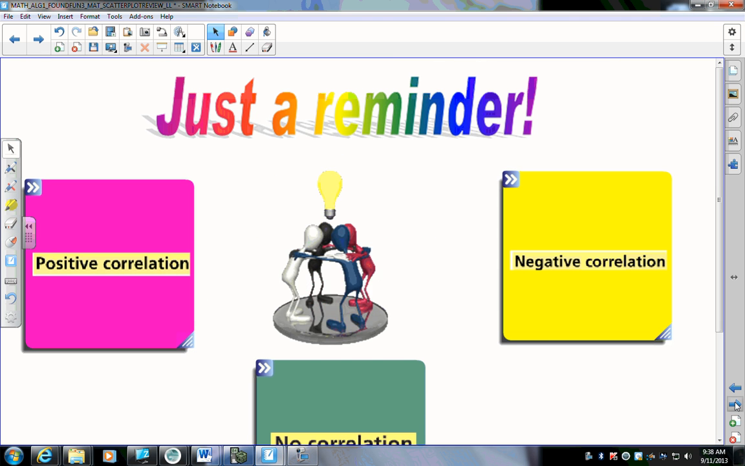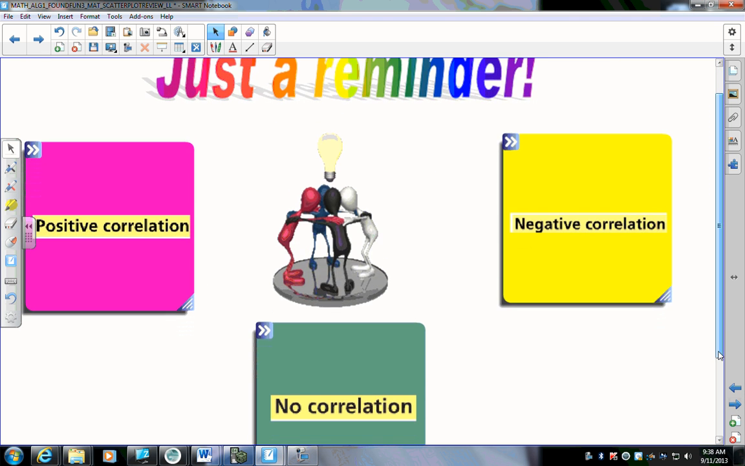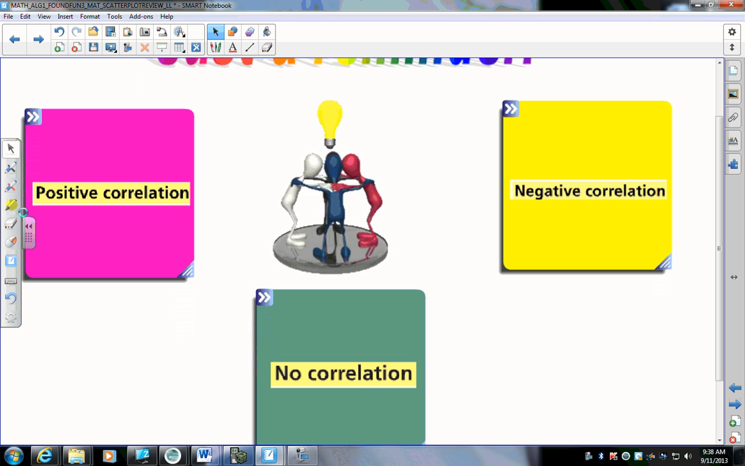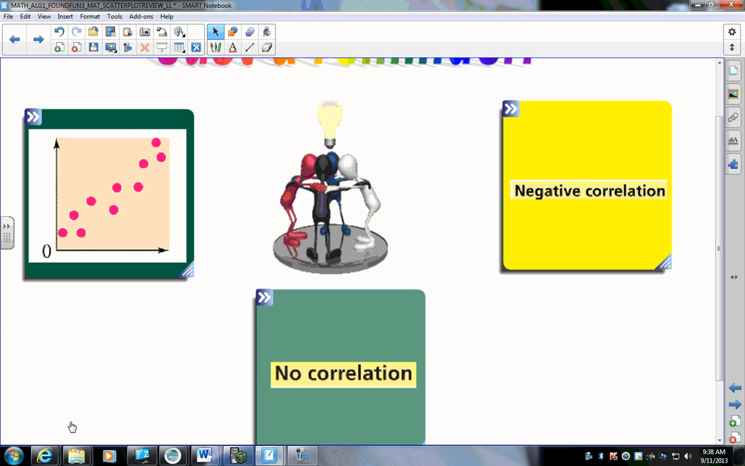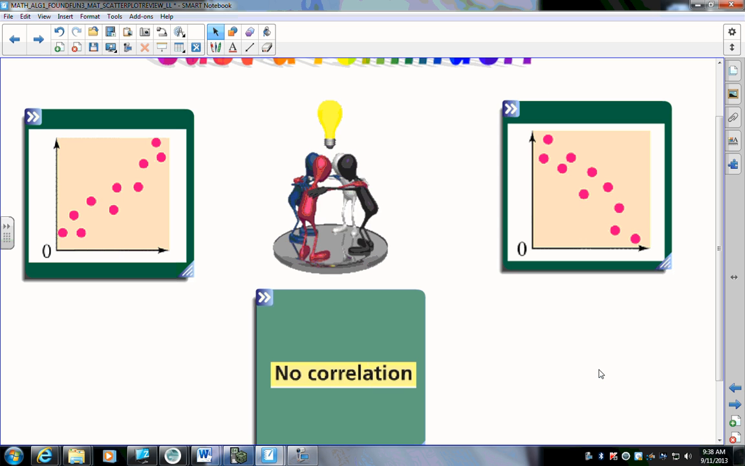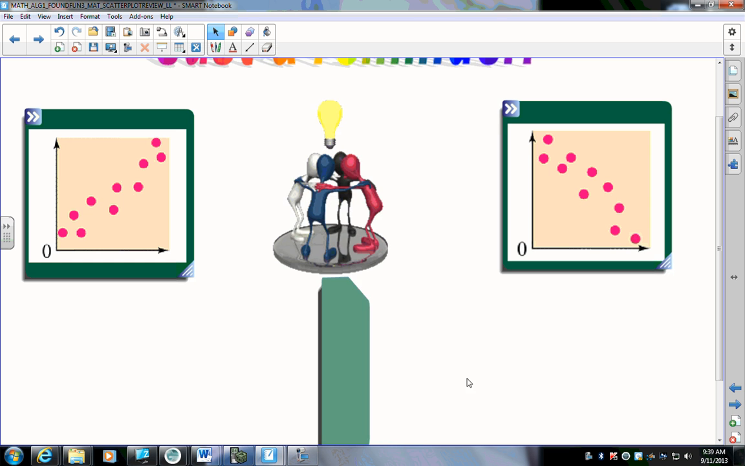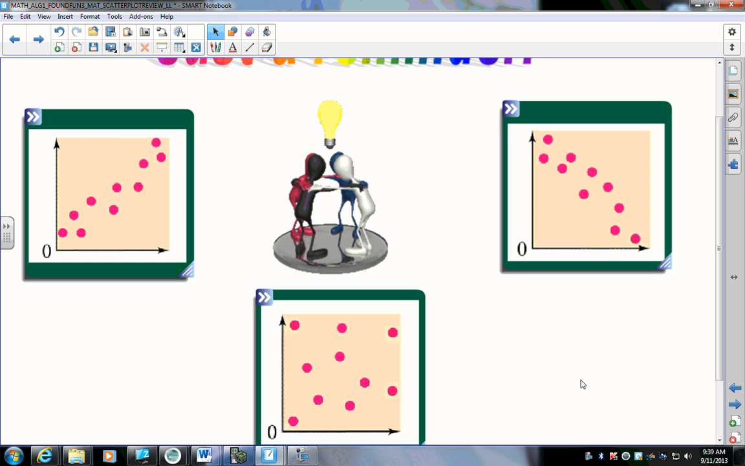Okay, now let's remind ourselves what these look like. A positive correlation from left to right is going up. You may want to sketch that. You're going to have to be able to identify those. A negative correlation from left to right is going down. And no correlation is when they're just scattered all over.